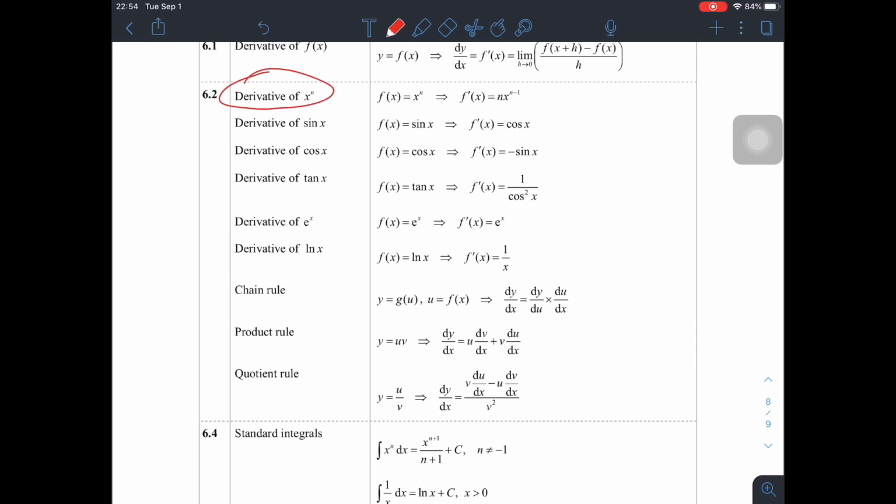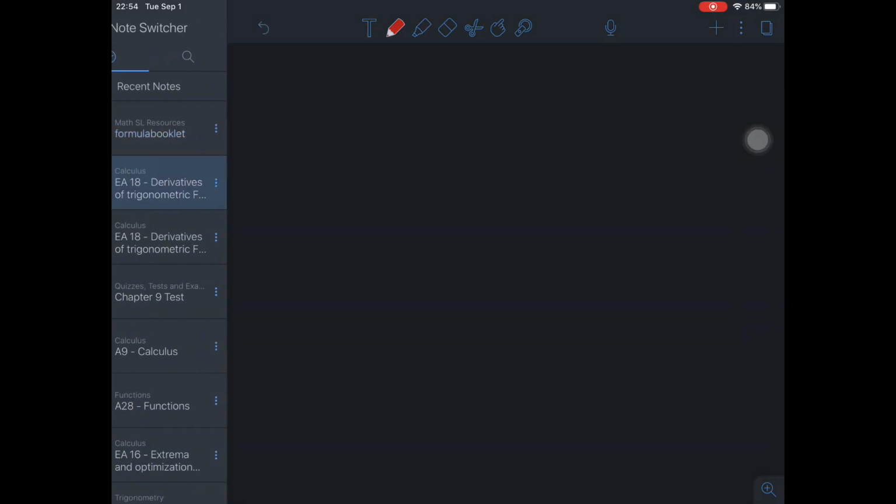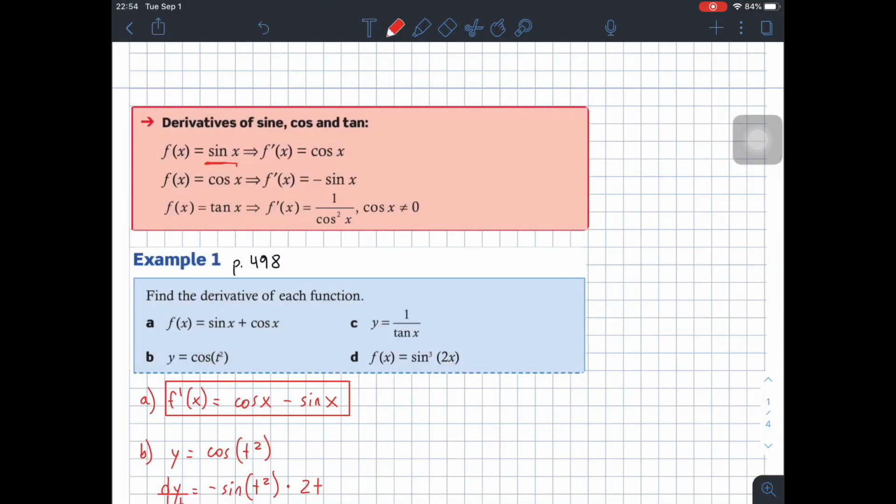that we have seen already. Derivative of x to the power of n, e to the power of x, natural logarithm of x, chain rule, product rule, quotient rule. All of these rules, we have seen them all already, and these are the 3 new ones, okay? Basically, the derivative of sine of x is cosine of x. If the function is cosine of x, the derivative is negative sine of x.